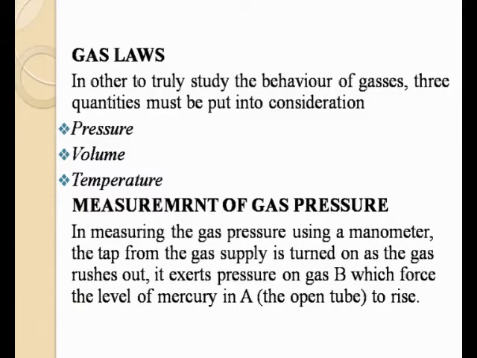While we continue the explanation, you'll understand what is meant by a gas pressure measuring instrument. In measuring gas pressure using the manometer, the tap of the gas supply is turned on. As the gas rushes out, it exerts pressure on gas B, which forces the level of mercury in A, the open tube, to rise. Let's say this is level A, this is level B.